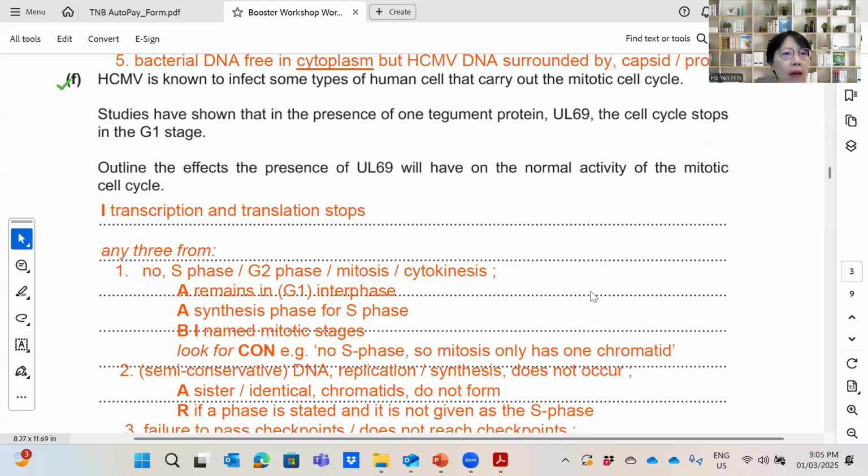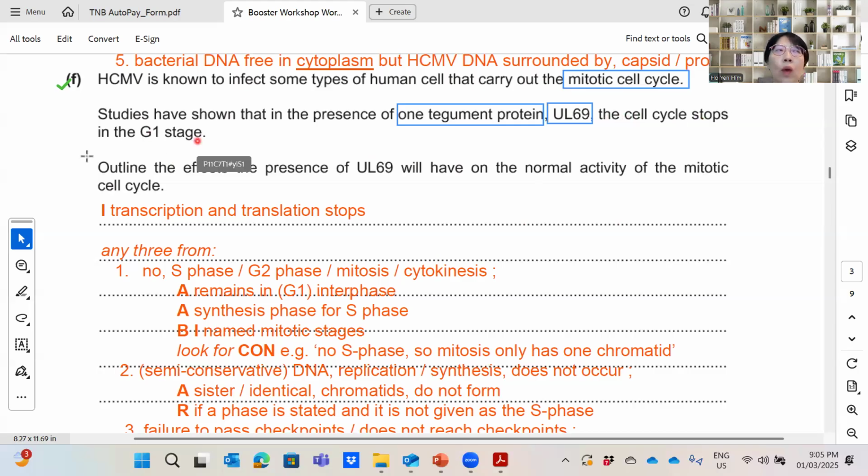Okay, so F, HCMV is known to infect some types of human cell that carry out mitotic cell cycle. Well, I really like the way they designed the question. They link from one topic to another topic. Studies have shown that the presence of one tegument protein, remember just now, the protein between the envelope and the capsid, right? They name this protein UL69. Don't care about the name, they just like to name it. So the cell cycle stops in G1 phase.